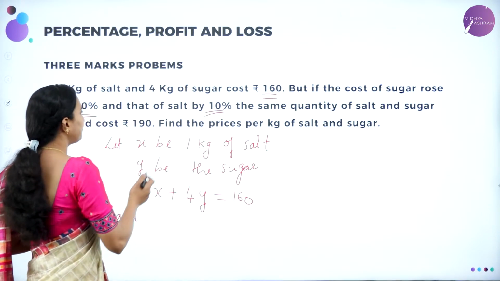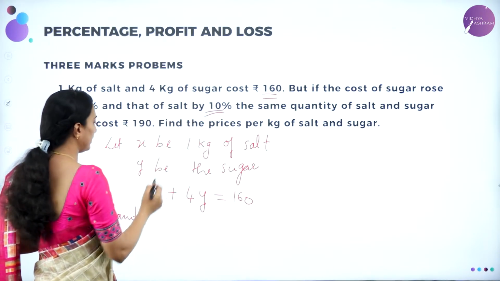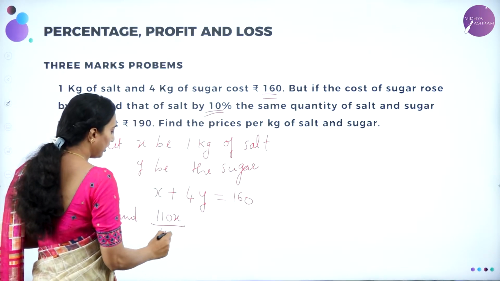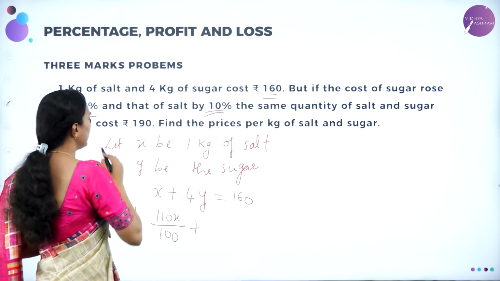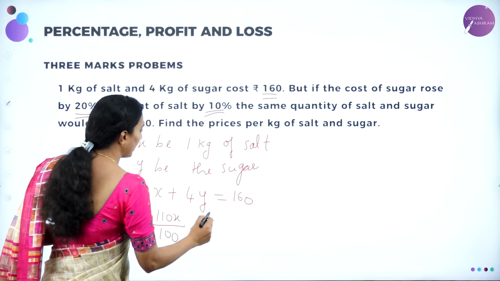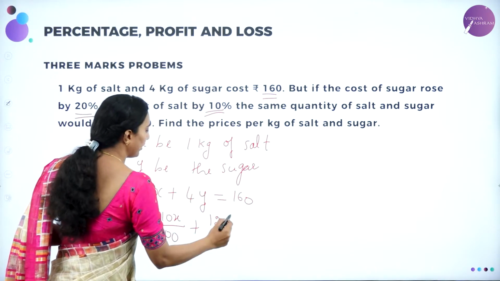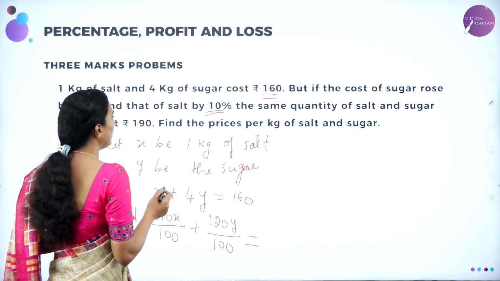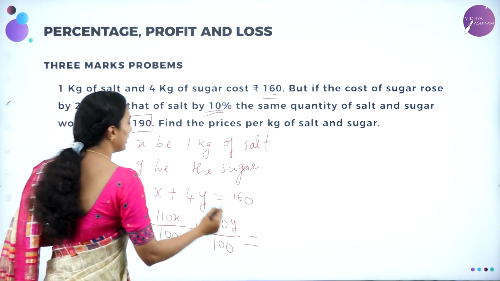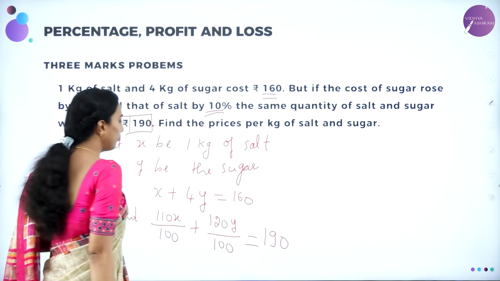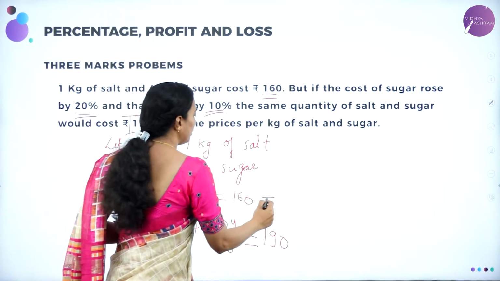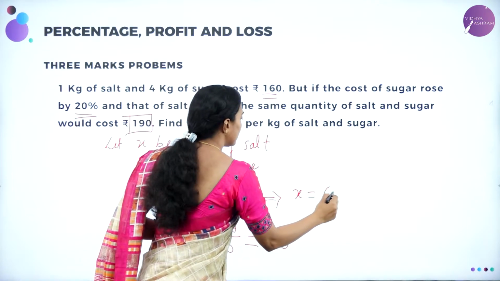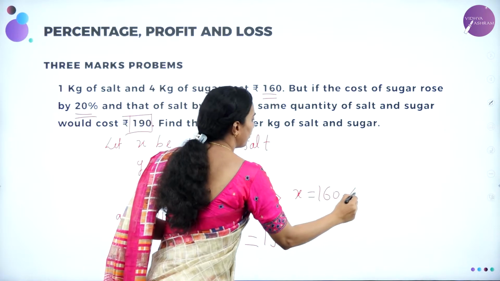So they have given, I am going to take 10% of salt, that is 110 divided by 100, plus 20% of the sugar, which is 120, sugar I have taken as y, divided by 100, is equal to how much? It will be equal to rupees 190, correct? So from this equation I can let x equal to 160 minus 4y.